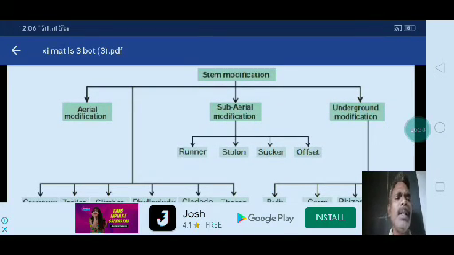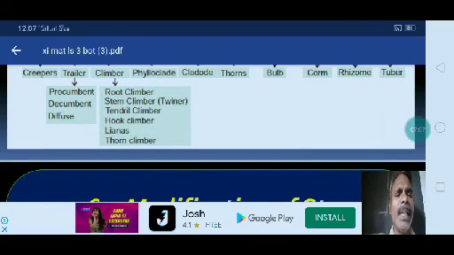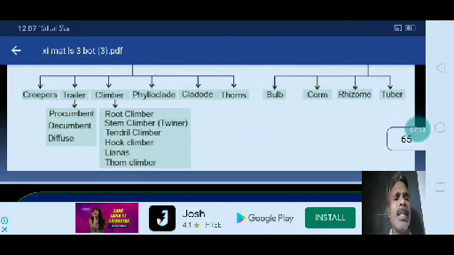Here you can see the flow chart. What are the types of modification present in stem modification? Aerial modification, sub-aerial modification and underground modification. Aerial modification is classified into creepers, trailers, climbers, pillar climbers, and thorns. In the trailer, procumbent, decumbent and diffuse are the three types. In climbers, root climber, stem climber, tendril climber, hook climber, lianas and thorn climber are present. There are six categories.